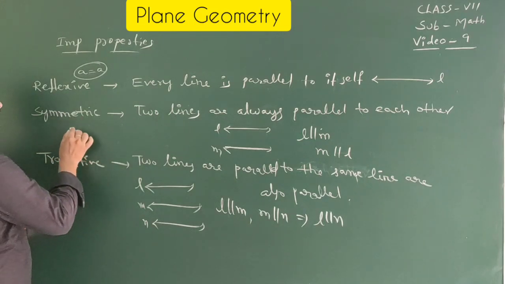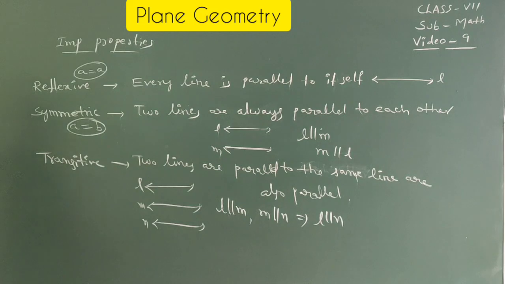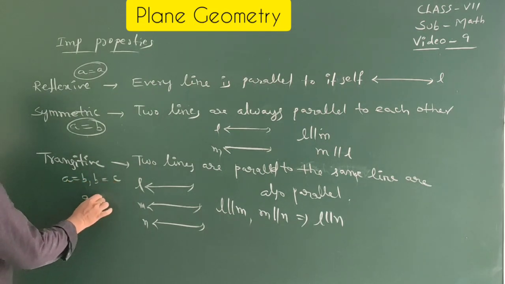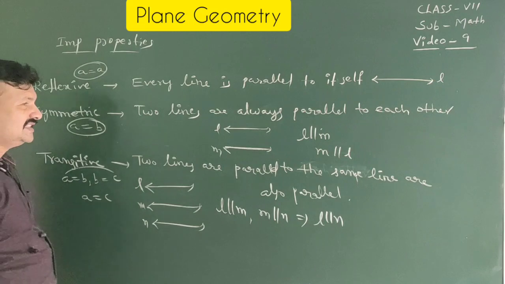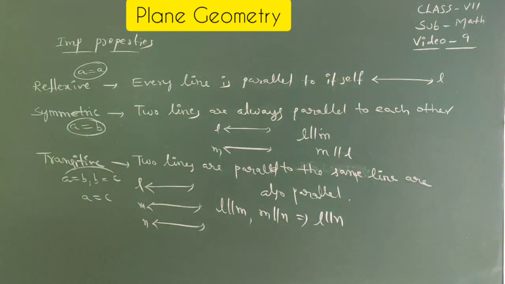Next, the symmetric property means if A equals B, then B is also equal to A. So symmetric is true for numbers. Transitive means A equals B, B equals C, then automatically A equals C. This is the transitive property. Okay, reflexive, symmetric, transitive.